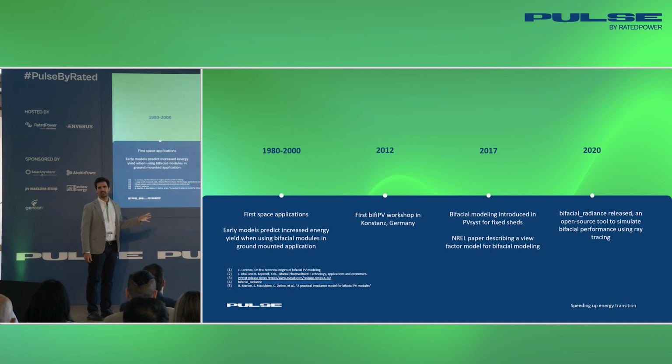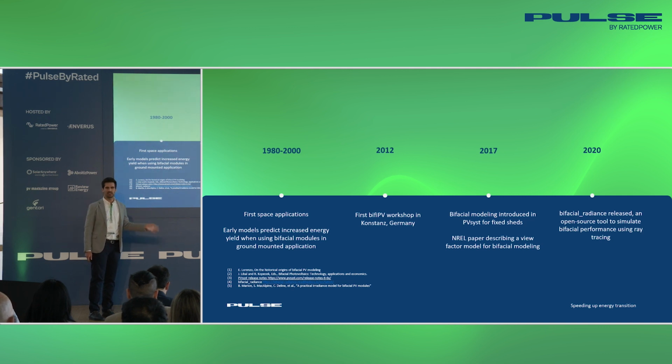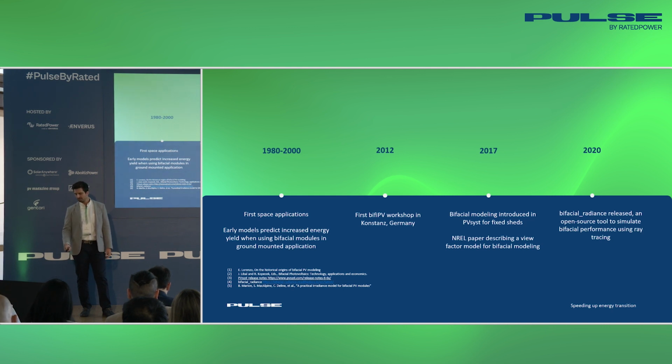In 2017, PVsyst released a bifacial calculation, right? And we also find a paper by NREL describing the view factor model, which is what I will explain later. And 2020, I think it's another important year because bifacial_radiance was released, and that's a ray tracing model for calculating bifacial production. And it also sparked a lot of industry interest, new papers, new research into it, which was super interesting.